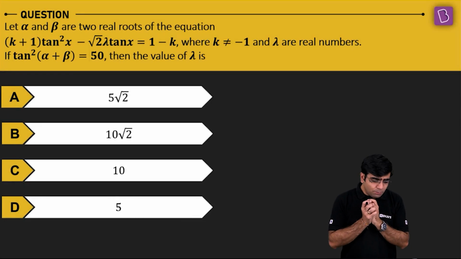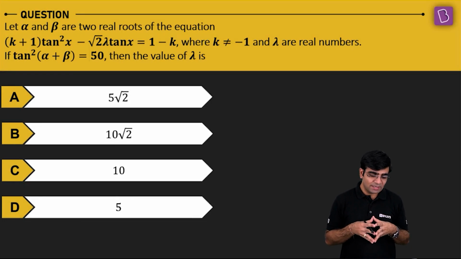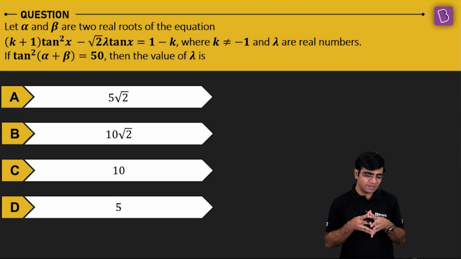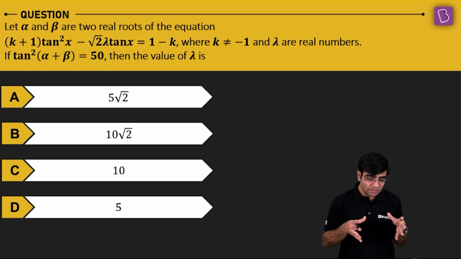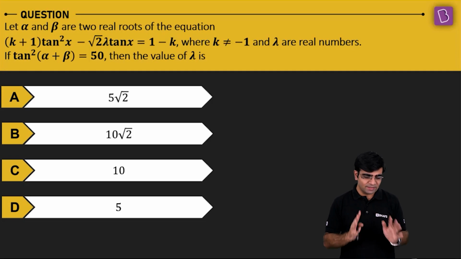Now, once again, a very popular trend, the popular trend of combining two concepts. And in this question, which is on the screen, the amalgamation is of quadratic along with trigonometry. All right, two trigonometric ratio entities, basic simple examples. Now, let's quickly read the question.